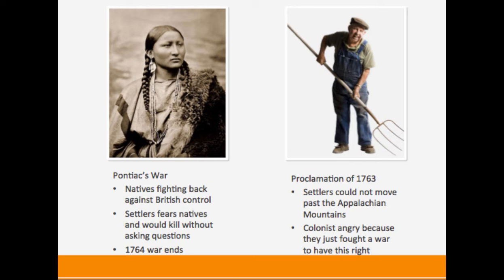Now, on the colony side, we have the Proclamation of 1763, which I'm going to show you a map afterwards, but I want you to get the notes down first. So, settlers could not move past the Appalachian Mountains. Now, the Appalachian Mountains are in the western part of New York and Virginia, and the colonists were angry about this because they had just finished fighting a war so that they could move past the Appalachian Mountains and colonize that area.